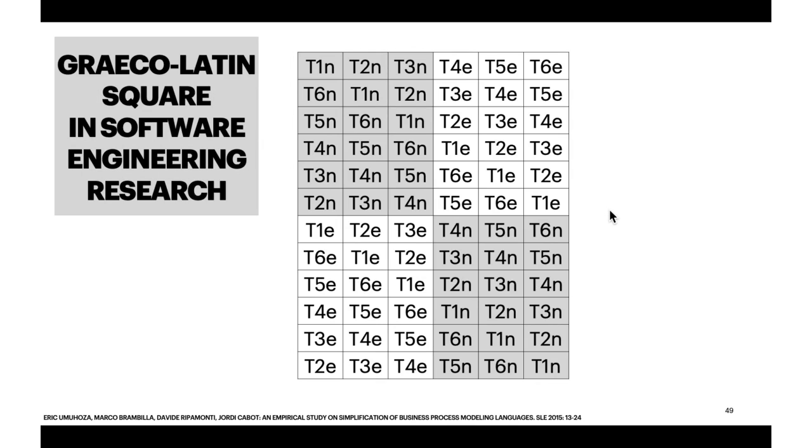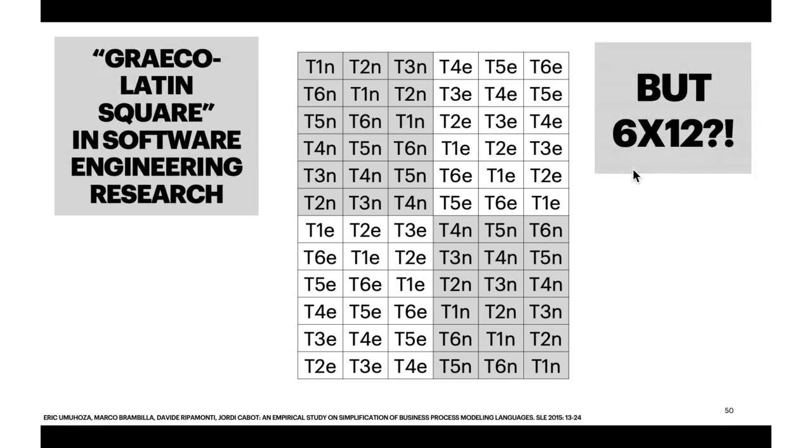The strange thing is that while this is definitely an interesting design, it's strictly speaking not a Greco-Latin square, simply because it's not a square. If you look at it carefully, you will see that it is 6 times 12. And in fact, a Greco-Latin square of size 6 times 6 does not exist.